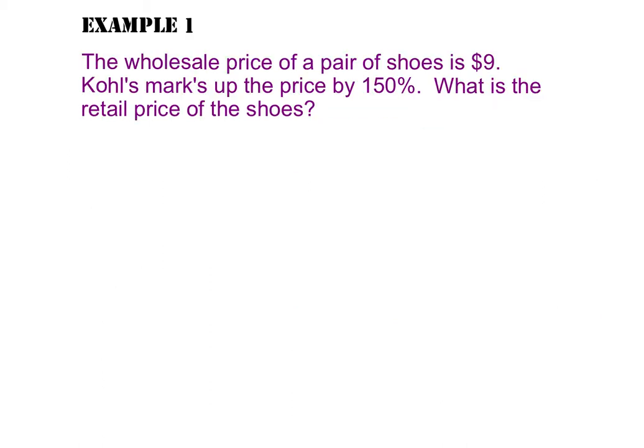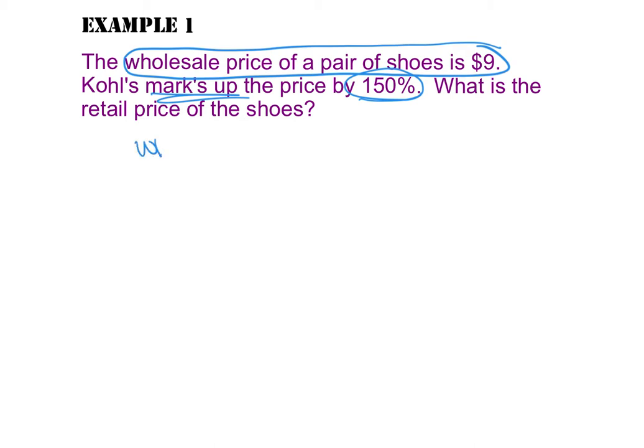So let's dive in and try an example here. This example says that the wholesale price of a pair of shoes is $9. Kohl's marks up the price by 150%. What is the retail price of the shoes? Now, we know that in order to calculate that retail price, we're going to take our wholesale price, add whatever the markup is to it, and that's going to equal our retail price that this item is sold for in the store.